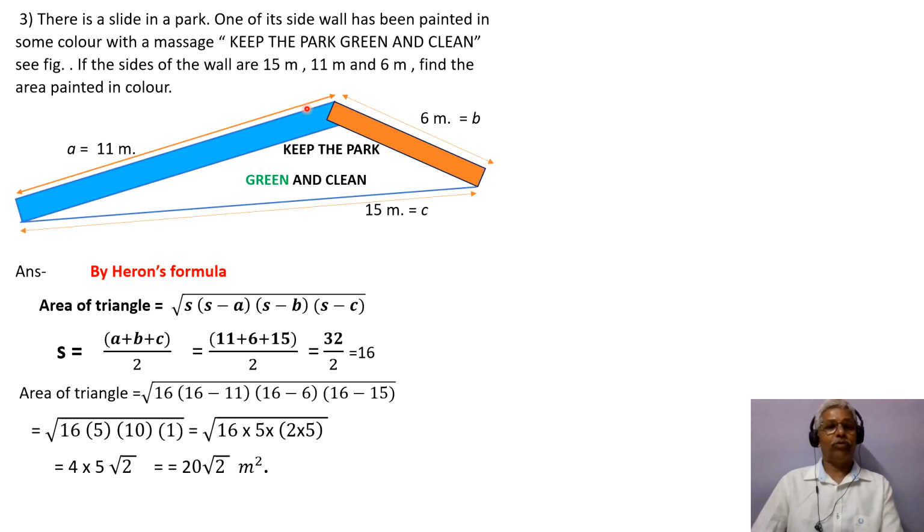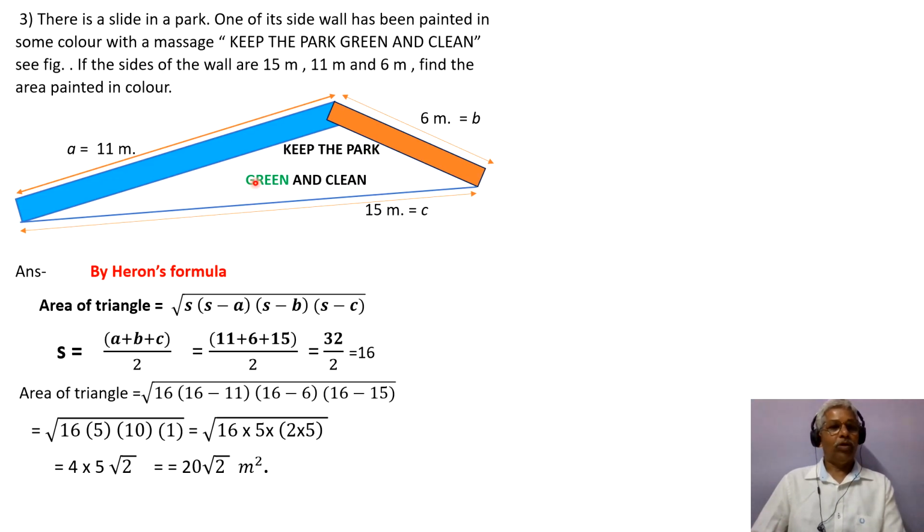This is the part painted or to be painted. See the figure. The sides of the walls that are to be painted are 15 meters, 11 meters, and 6 meters. Find the area painted in color. Presently this seems to be white, but this is to be painted, or if it is painted, then you have to calculate the area of the painted side in color.